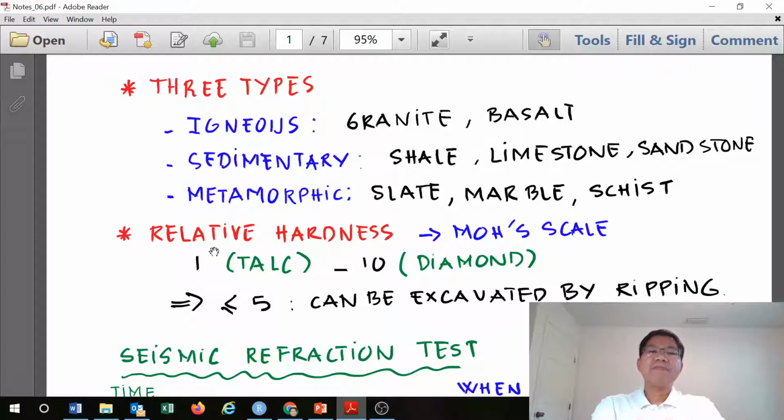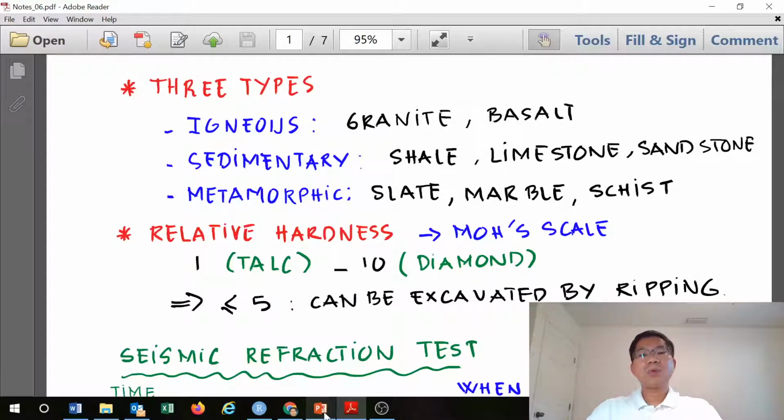Now, if the rock has 5 or more in the Mohs scale, what would we do to excavate that rock? That is basically the main topic of today's lesson. We have to drill, and we have to blast that rock. And of course, when that process is involved, we need to do the seismic refraction test to estimate the depth of the rock, what type of rock that is.